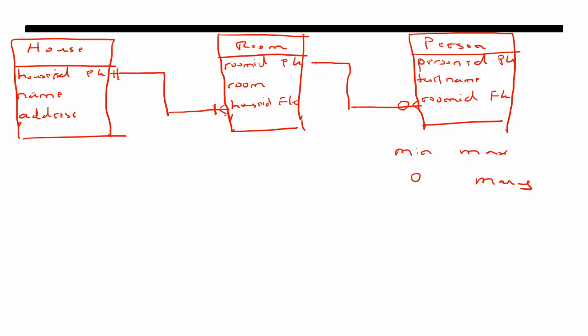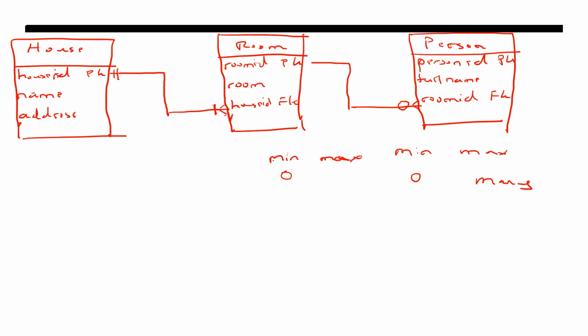How many rooms, in this particular example, what is the minimum number of rooms and the maximum number of rooms a person can have? To answer this, it depends. For example, some of you may say that a person may have no room at all. So then, if a person has no room at all, it would mean that this is zero room.